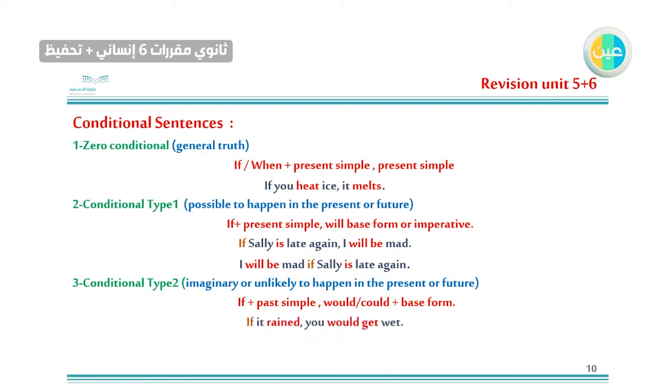If it rained, you would get wet. In the if clause, the verb is in the past simple, right? You would get, would with the base form, would or could plus base form. Okay, if you change the order of the sentence, you will start with the result clause, which is you would get wet if it rained. So, what did we change here? Nothing, but we delete the comma.